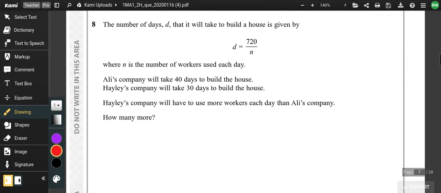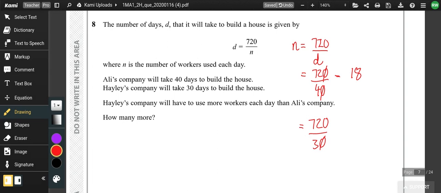Okay, question 8. Number of days it will take to build a house is given by that formula. Ali's company will take 40 days. Yeah, we're going to rearrange this. N equals 720 over number of days. So that's going to be 720 over 40, which is 18. If we cancel those, 18. Yeah, and for Haley's company, it will be 720 over 30, which is 24.